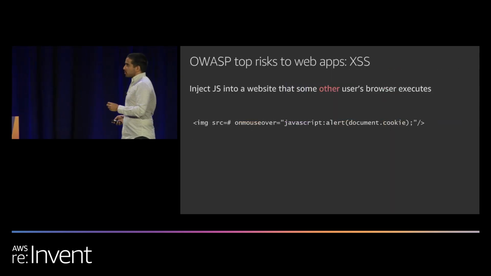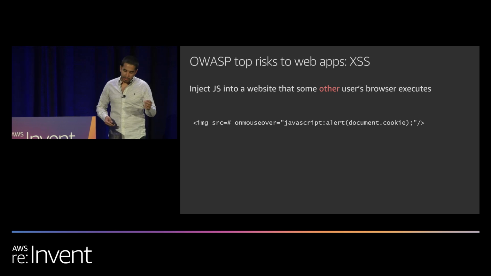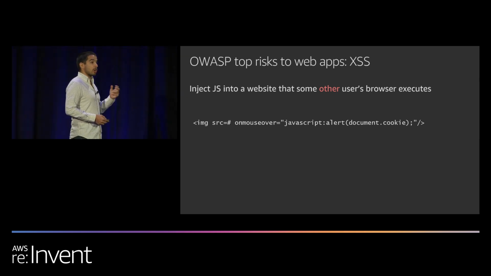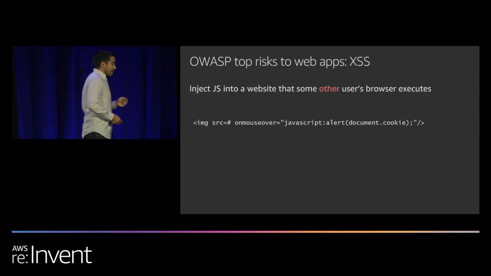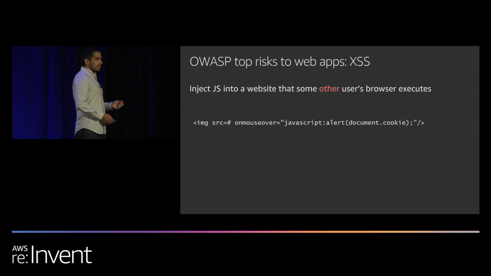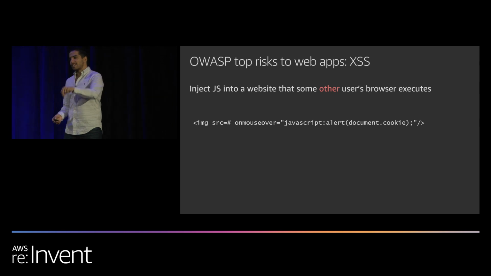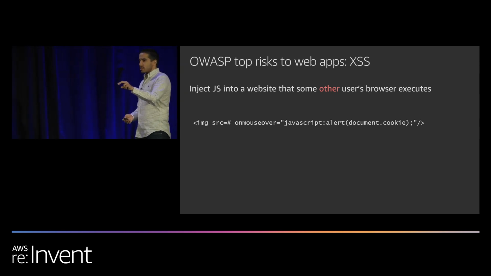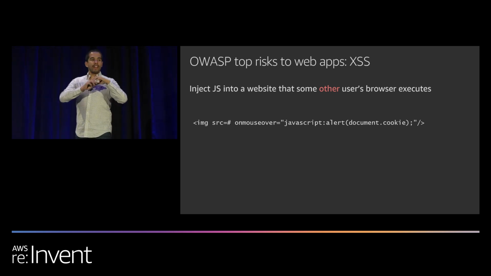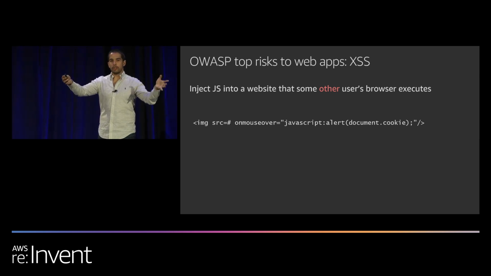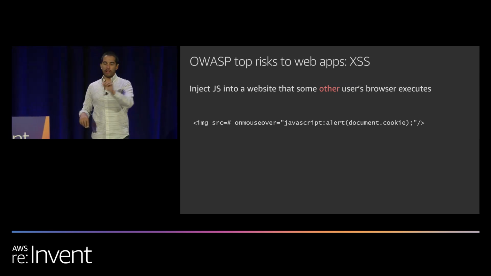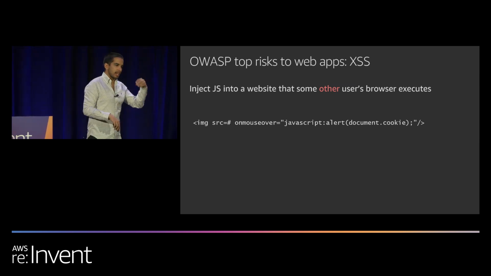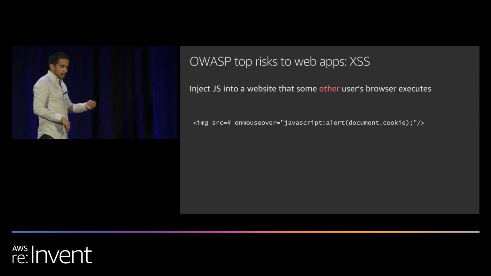Now, let's move to another vulnerability, cross-site scripting. Cross-site scripting is one of the top 10 risks for web applications as per OWASP. And for those that are not familiar with this, it's very simple. It's about the attacker injecting some JavaScript code into a website that then everyone else downloads and executes in their browsers. So as an attacker, you do one simple thing. You inject the piece of code, and then it executes in the browser of everyone else that is using that website.